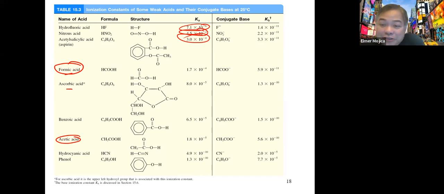Now, you may also be asked, which is a stronger conjugate base? The formate or the acetate? So titignan mo ngayon yung Kb ng dalawa. And how do you get the Kb of these two? It's just Kw over Ka. Okay? Kasi Ka times Kb is equal to Kw. So, yung kabaligtaran dito, since mas mataas yung Ka nito, mas mababa yung Kb niya. So, mas weaker siya compared doon sa conjugate base nung acetate. Ganyan yung pwedeng tanong sa inyo. Okay? So in terms of strength, the higher the Ka, the stronger is the weak acid.